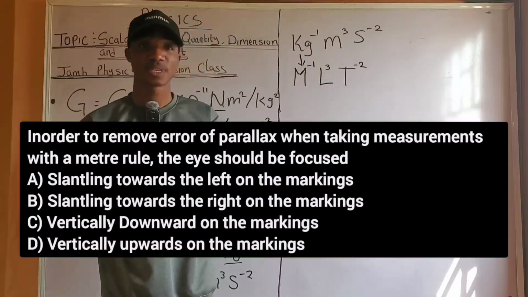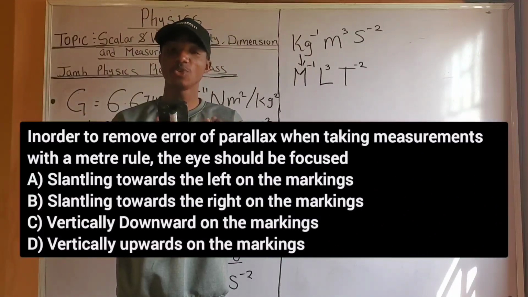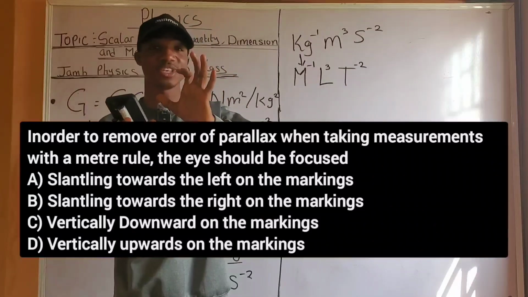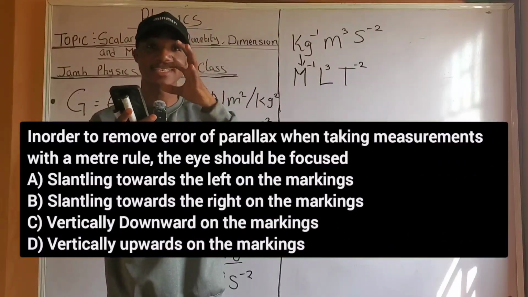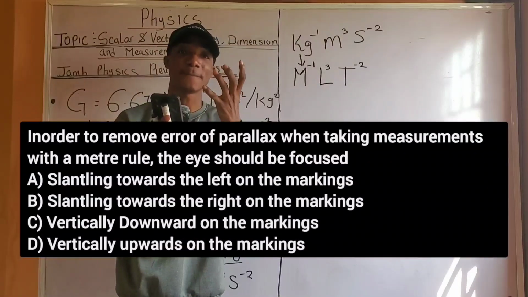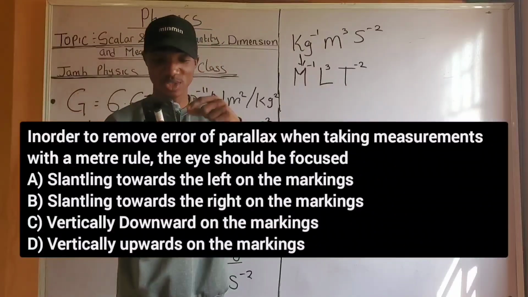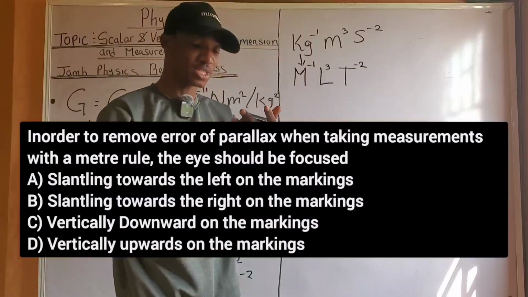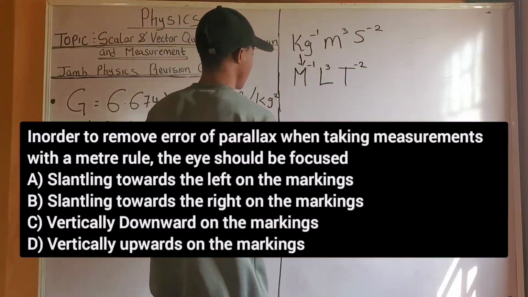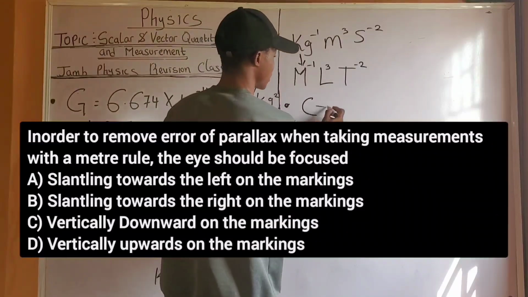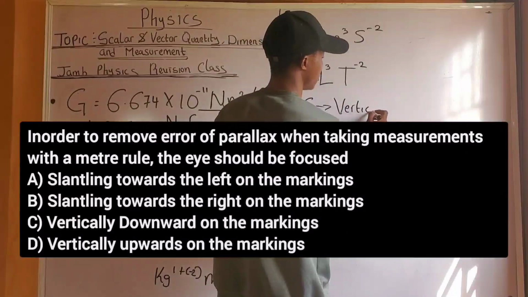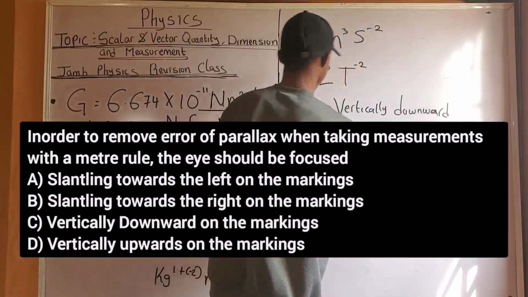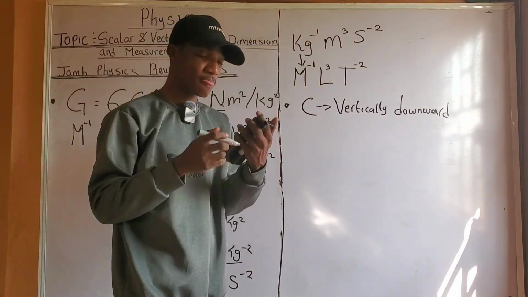Okay. Now, in an attempt to avoid error due to parallax, when taking measurement with a meter rule, your eye should be positioned in such a way that the line of sight is perpendicular to the markings on the meter rule. Do you understand? So the correct option is option C. That is vertically downward on the markings. Do you understand? Okay, so option C is correct for this question. Option C is correct. Vertically downward on the meter rule. Okay, so let's look at the next question here.